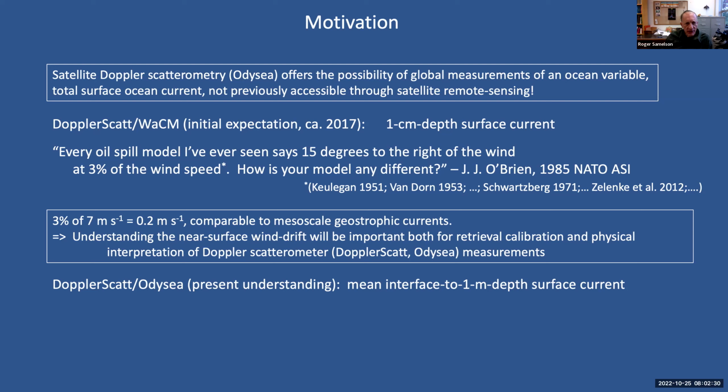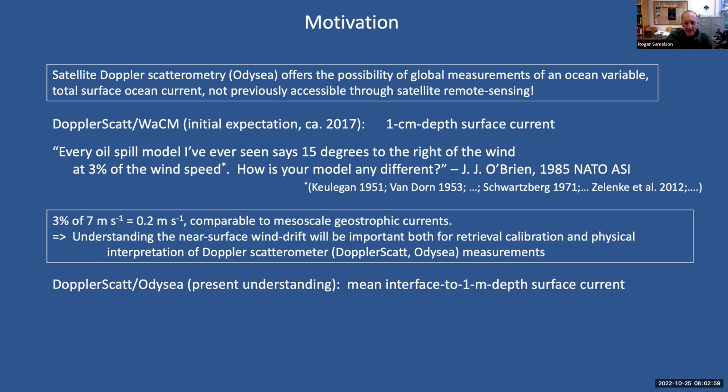And one aspect of it, about 5 years ago or so, I think it was, that I started to become aware of this possibility. My understanding at that time, the Doppler scatterometry is in the Ka band, so it has centimeter scale Bragg scattering at the surface. And so the initial expectation was that actually it might be the very near surface current that it would sense, in other words, within a centimeter or so of the surface.